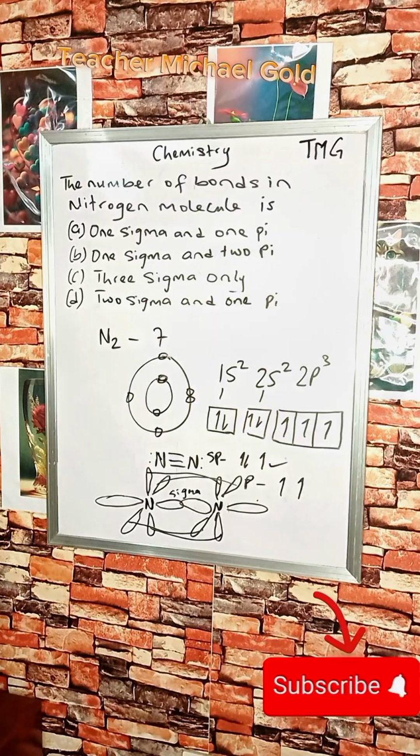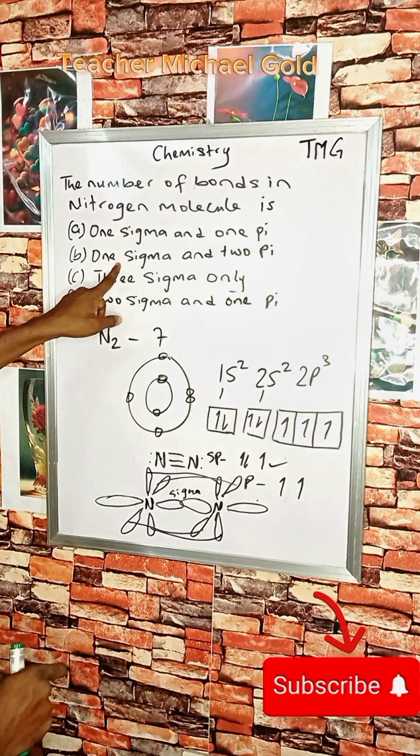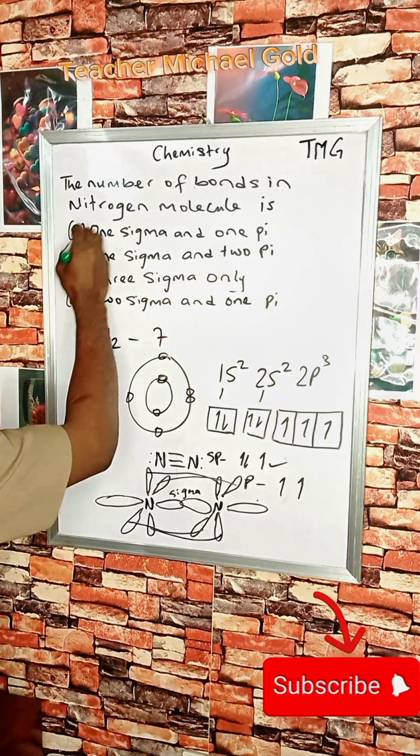So if you look at the options given to you, we have one sigma bond and two pi bonds. So this is the correct answer to that question.